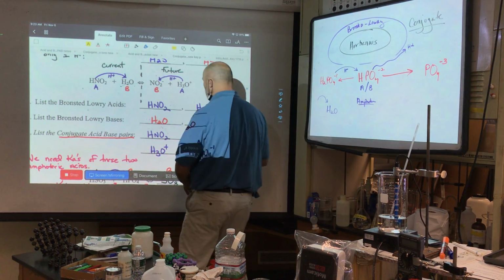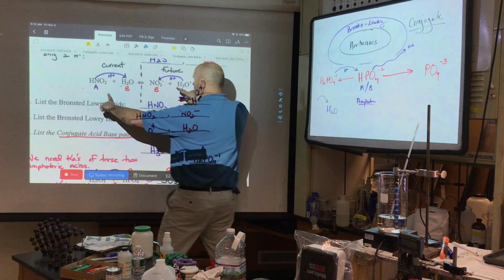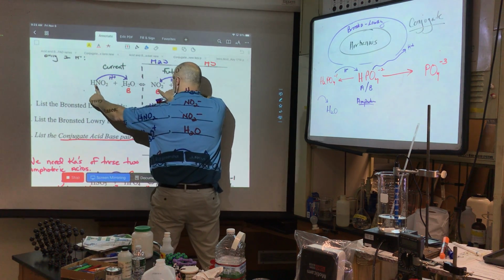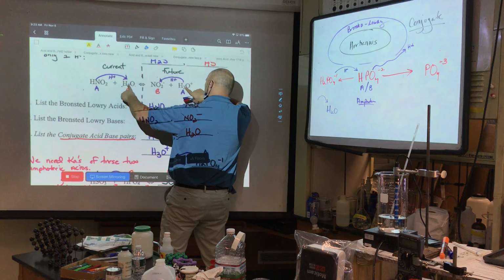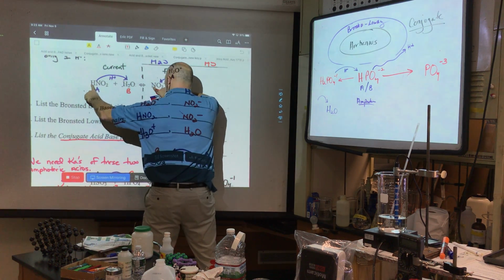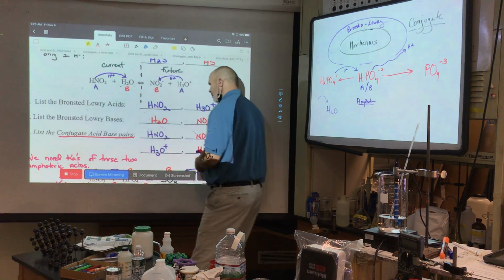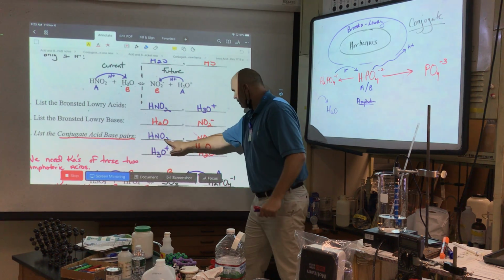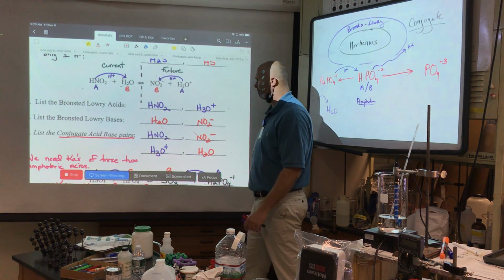Conjugate. Who are my conjugates? Same chemical, differ by an H. These are my conjugate pairs. Same chemical, plus or minus an H. All right?